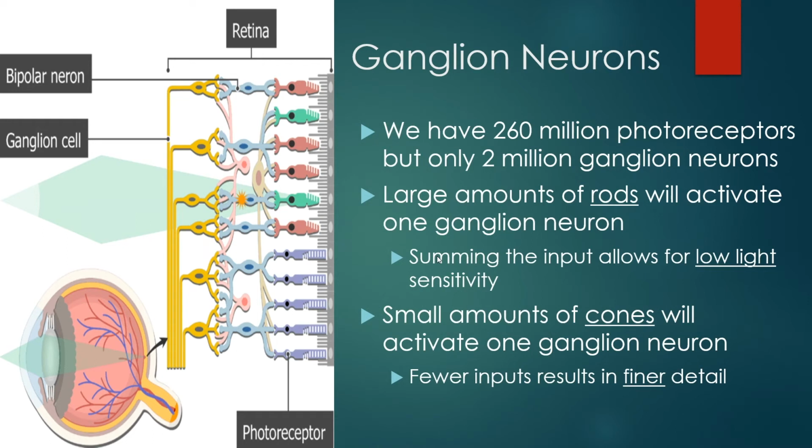So a lot of the real estate is devoted to the cones and to the fovea. And like I said, the fovea is this tiny little divot here, a really, really small part of the retina. But that's where a ton of our acuity is coming from. So just know that it's lots of rods per ganglion, few cones per ganglion, and that allows for finer detail.